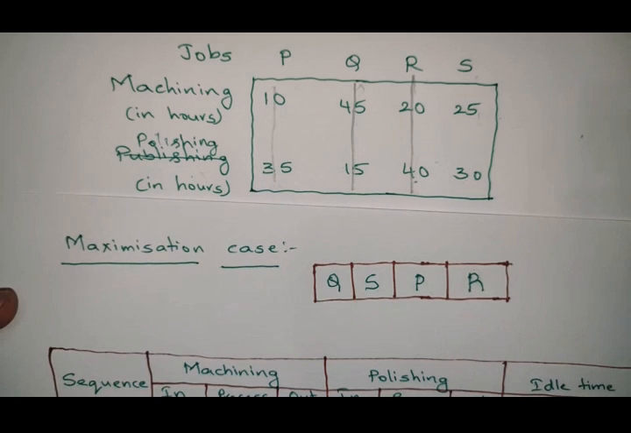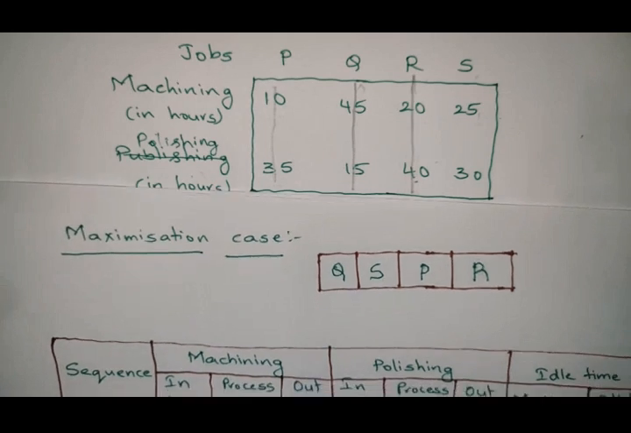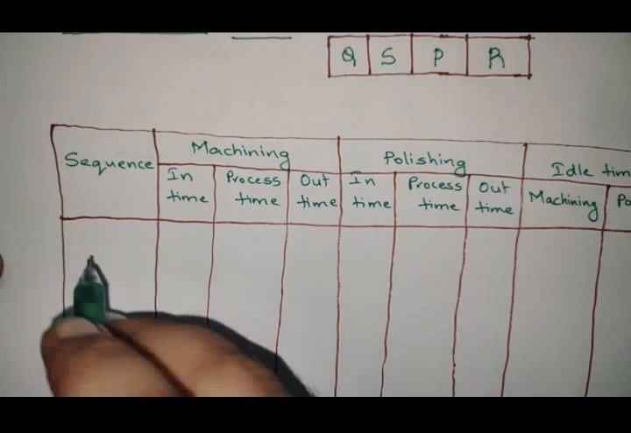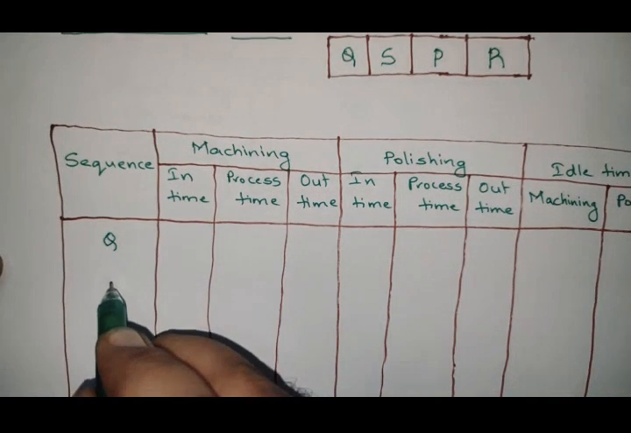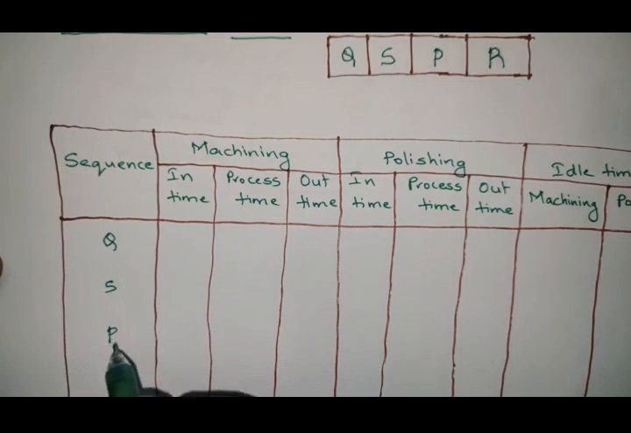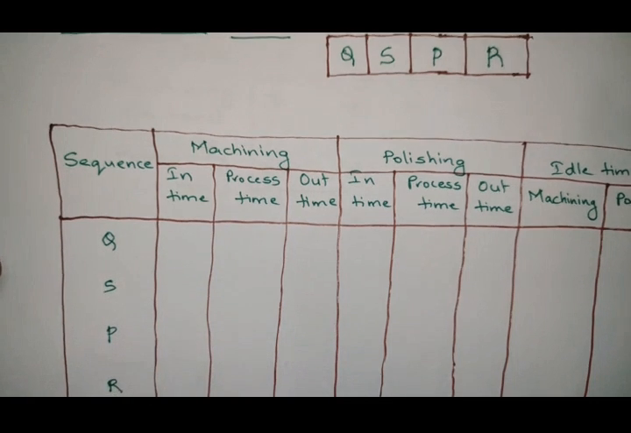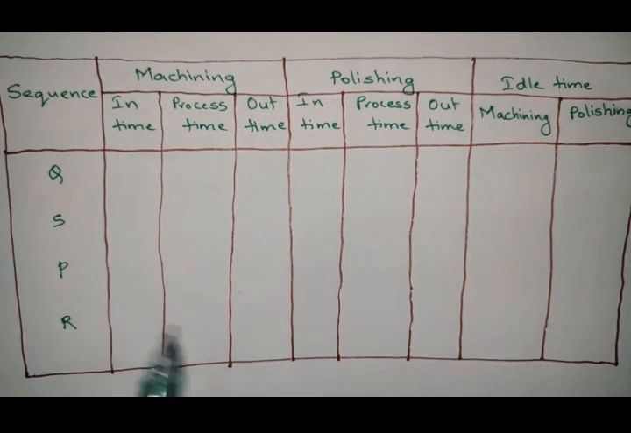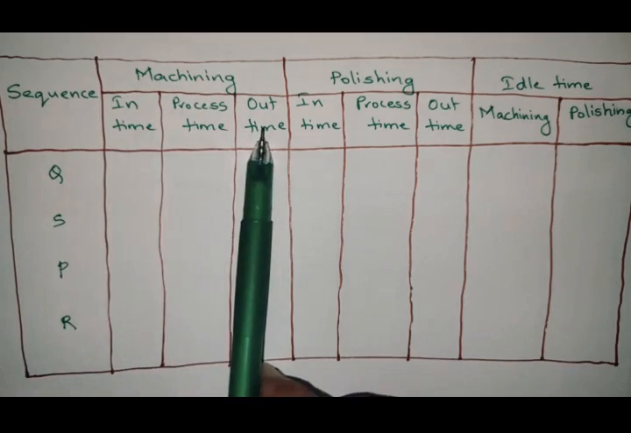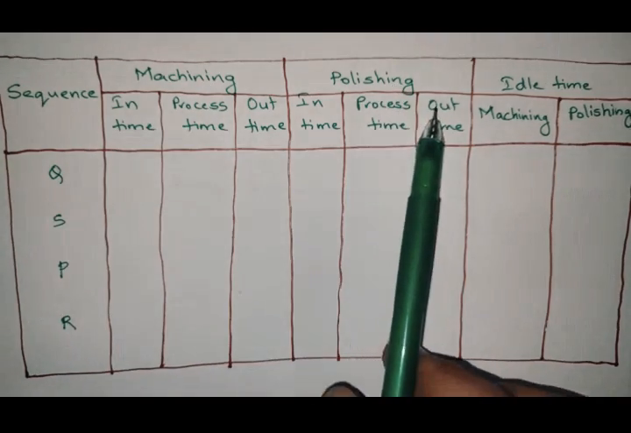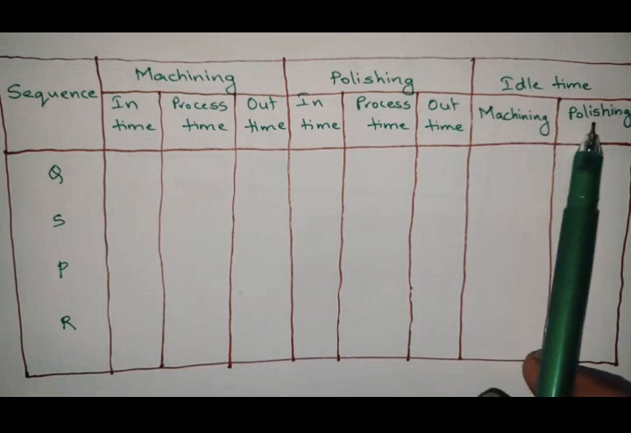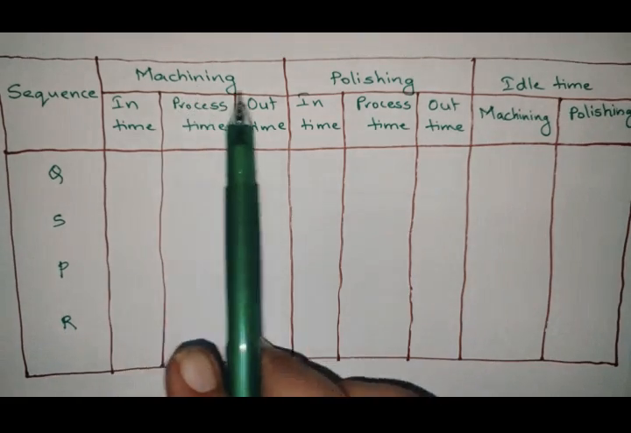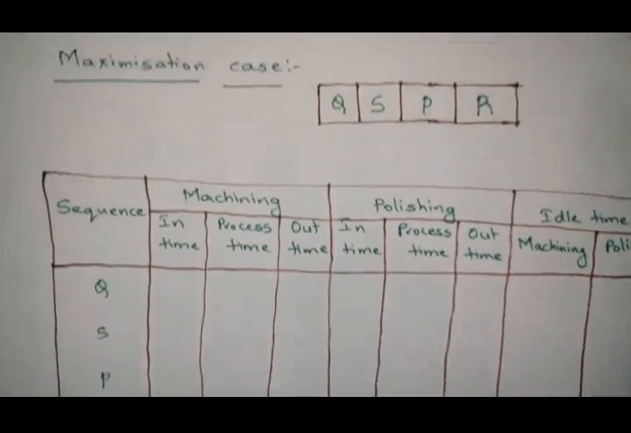So now I am going to write the sequence first of all. Q, S, P, R. And this is our regular table. Sequence, machining: in time, process time, out time. For polishing also: in time, process time, out time, and idle time for machining and polishing. So first of all, let us write the process times in each operation.